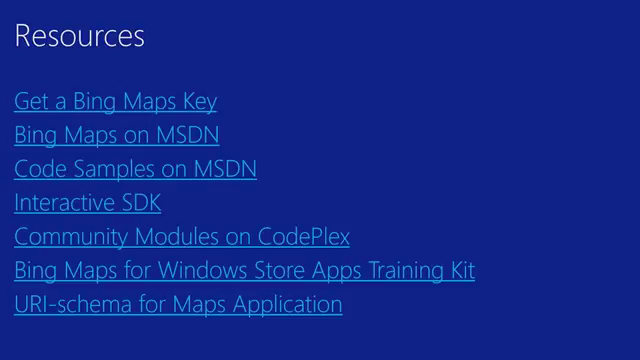You find code samples on the Windows Developer Network. The interactive SDK I have shown you also live. On CodePlex, there are all these different community modules, of which the heat map that I just showed you is one. Then there is also a Windows Store application training kit for Bing Maps that is also on CodePlex. And I've provided here also a link to the URI schema that is used for the protocol activation that I showed you at the beginning of my examples and demos.